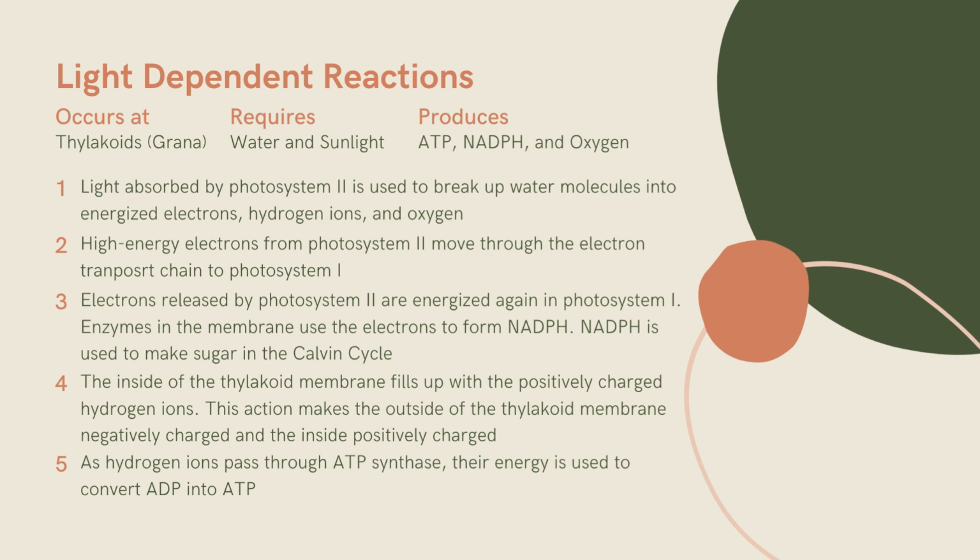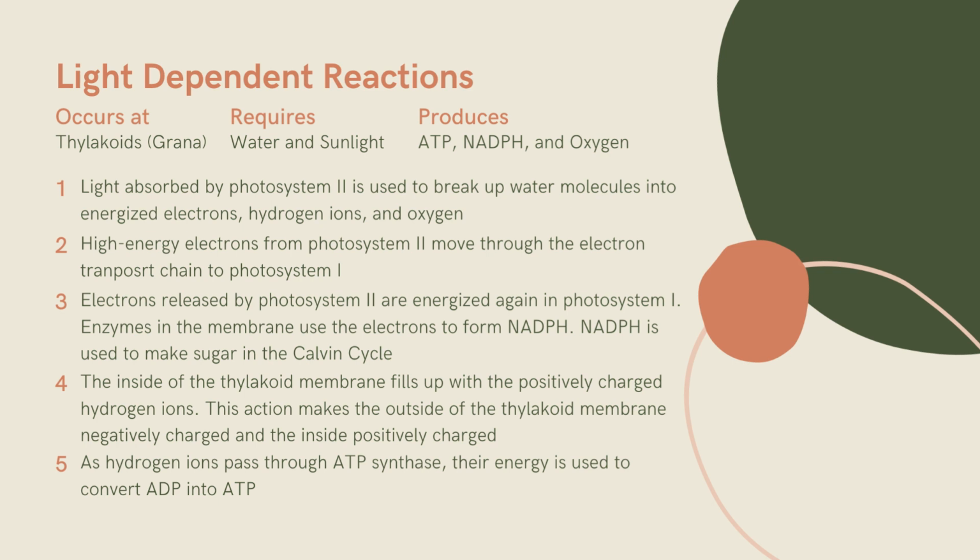So let's specify the steps in light-dependent reaction. First, light absorbed by photosystem 2 is used to break up water molecules into energized electrons, hydrogen ions, and oxygen. Photosynthesis begins when pigments in photosystem 2 absorb light.